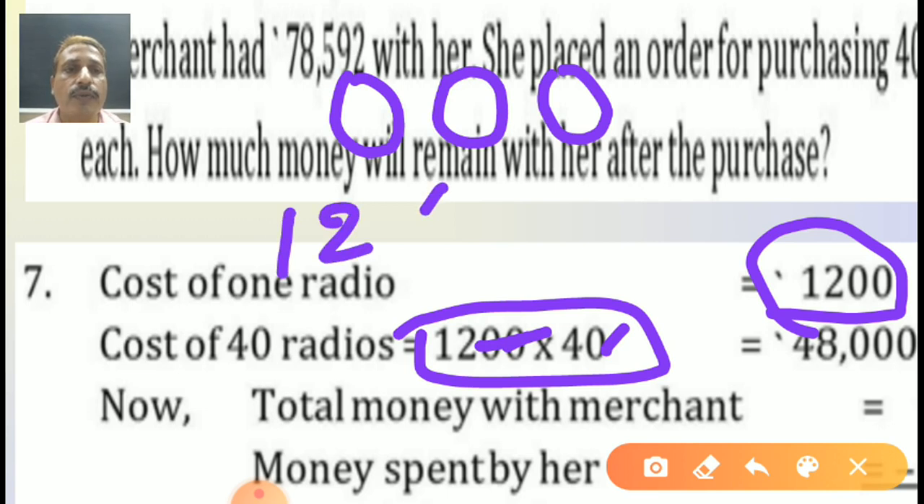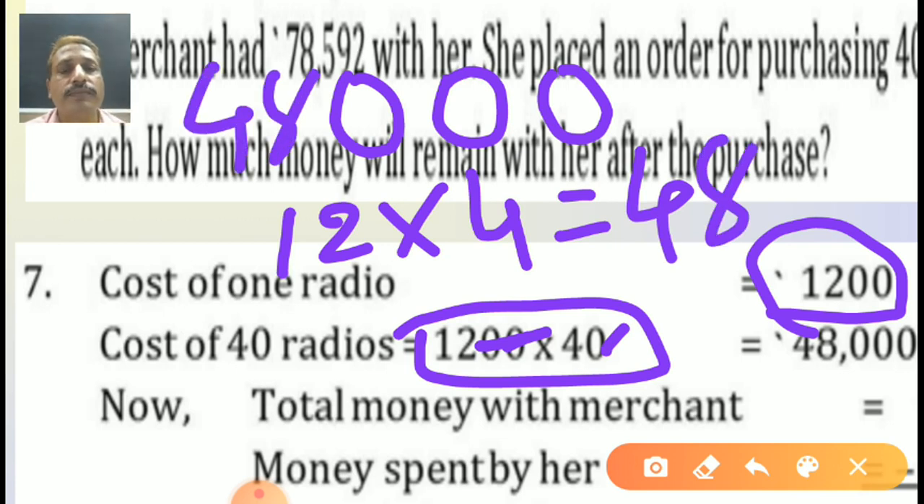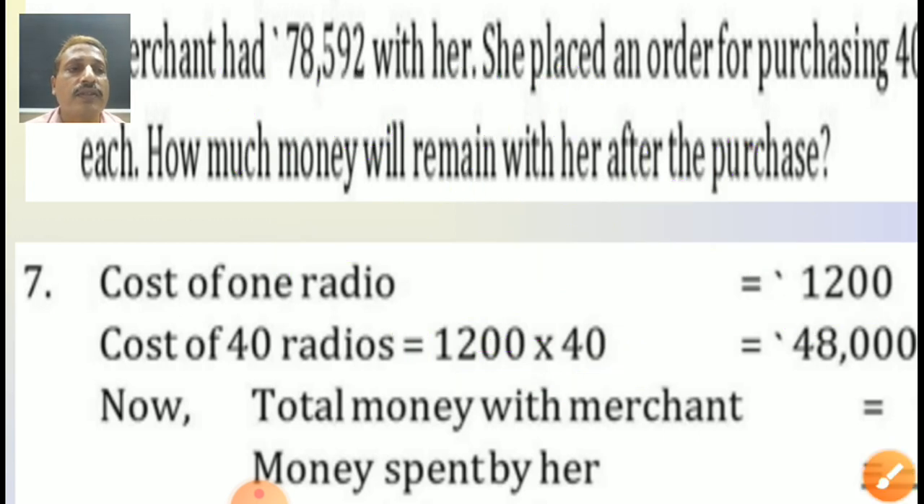12 into 4. Will you write what is the answer of 12 into 4? 12 table. Yes, 12 1 ja 12, 12 2 ja 24, 12 3 ja 36, 12 4 ja 48. Good answer, students. 48. Now add this 48 before the Pani Puri. That is your answer. Check the answer. Yes, here is the answer: 48,000.